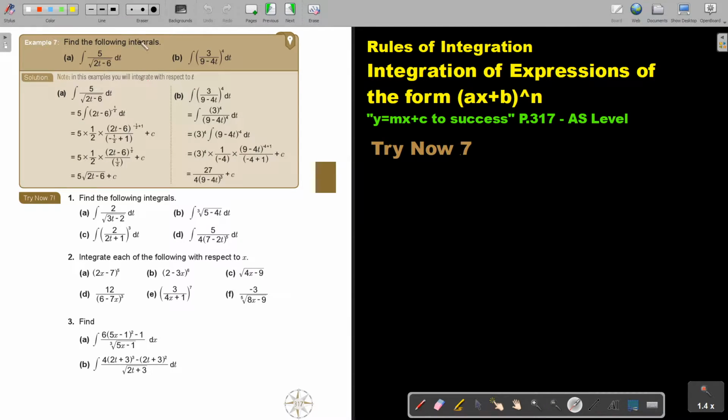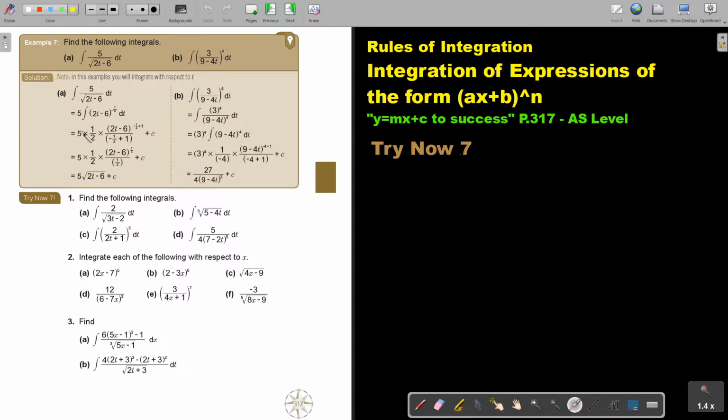Let's look at a few more challenging examples. First get it ready. You don't want it in the denominator, you don't want the root. So get it out of the root, then it's to the power of half, and if you bring it up, it's to the power negative half. You can take that constant and put it in front of the integral sign. Remember, I did not integrate yet. Now I'm going to integrate.